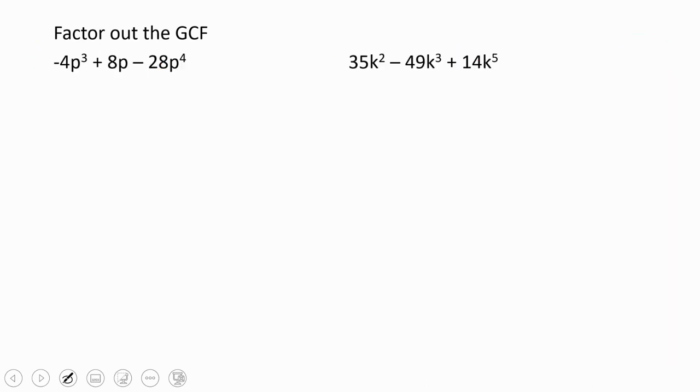2 more. Again, if the first term is negative, we're going to factor that out. Okay, so the GCF is going to be negative, and we have 4, 8, and 28. So the largest number we can divide all of this by is 4. And then we want to pick the variable with the smallest exponent, which is just p. Okay, so we're going to divide each of those by negative 4p.